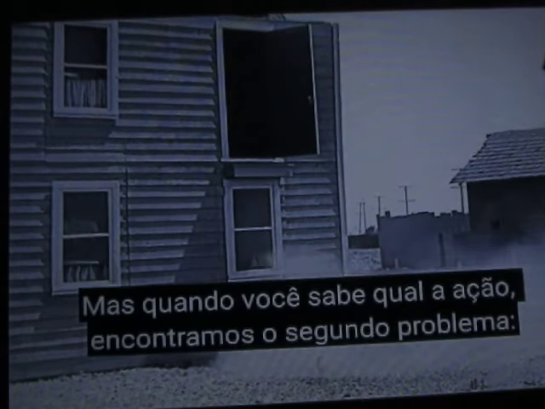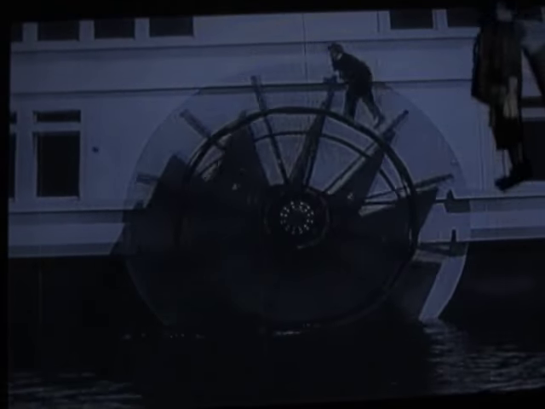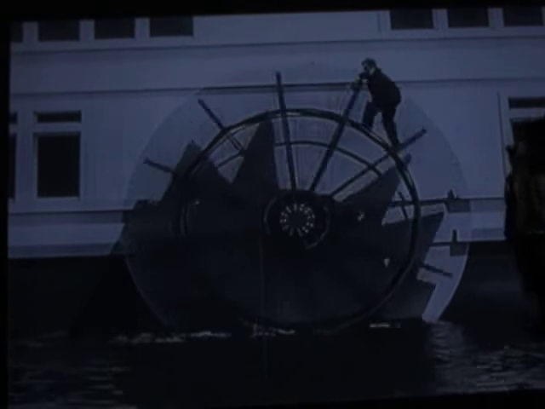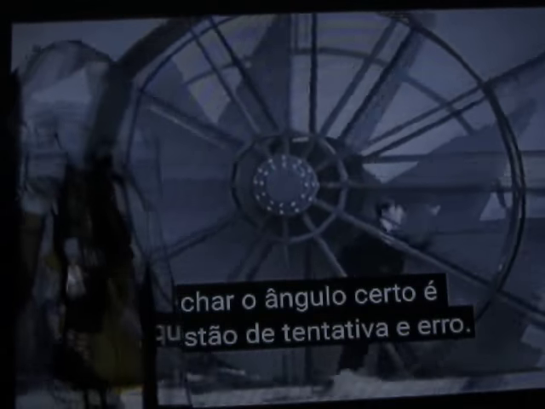But once you know the action, we come to the second problem. Where do you put the camera? Visual gags generally work best from one particular angle. And if you change the angle, then you're changing the gag, and it might not work as well. Finding the right angle is a matter of trial and error.